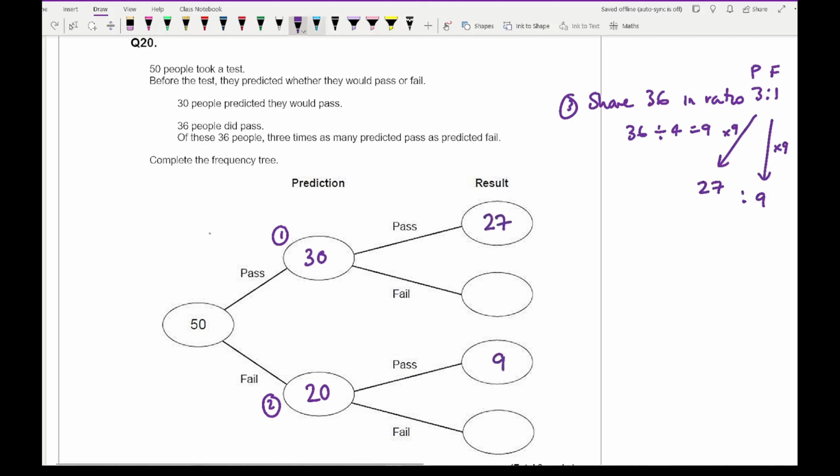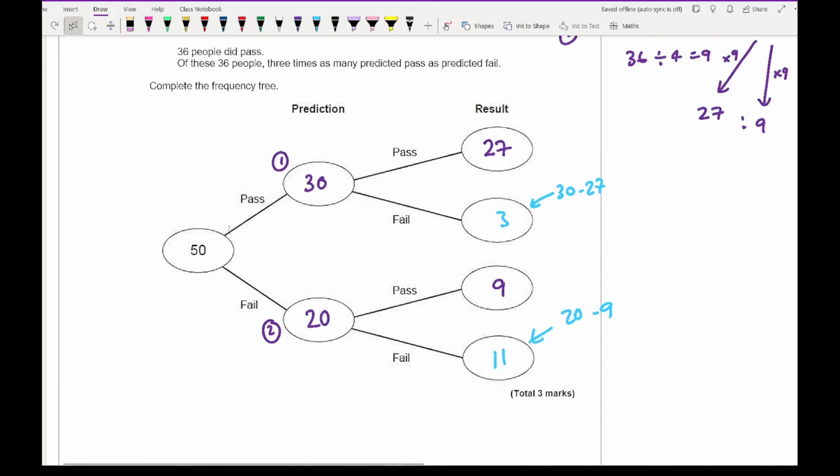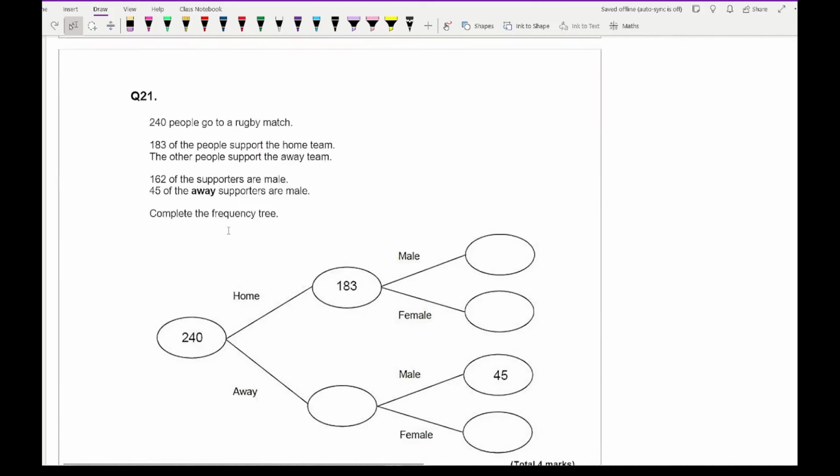And then I can work out what these missing numbers here are going to be. So that's going to be 30 take away 27, which is 3. And this is going to be 20 minus 9, which is 11. And now we've completed our frequency tree.